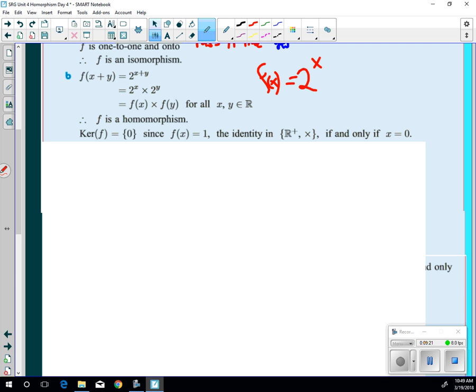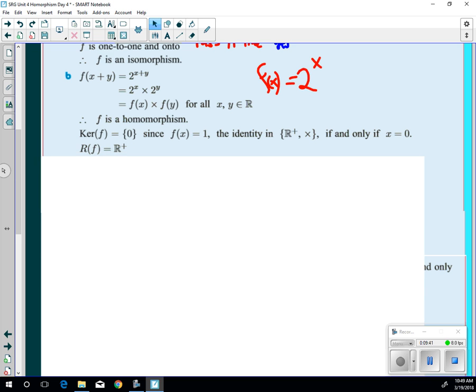So for the function, the identity is going to be 1, and then x will have to be 0 to get 1. That's a good one. It really makes you think a little bit for identity. The kernel is 0. That's the value for x that will get you the identity 1 for multiplication.